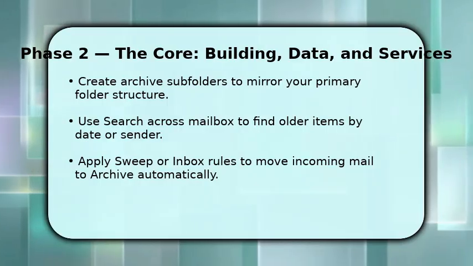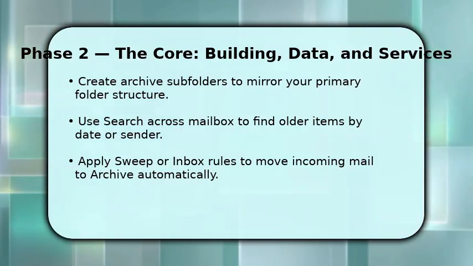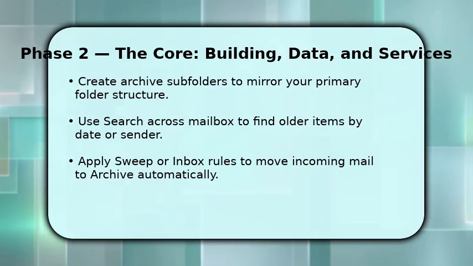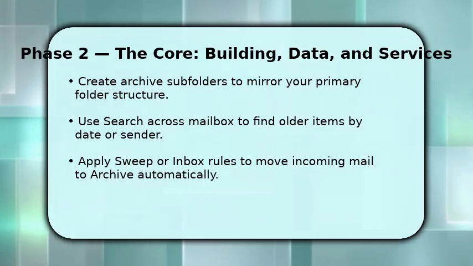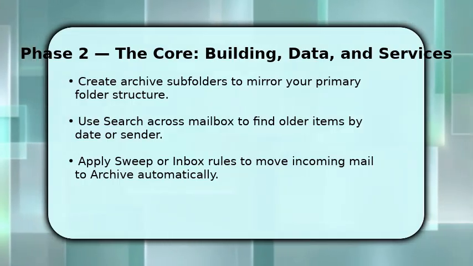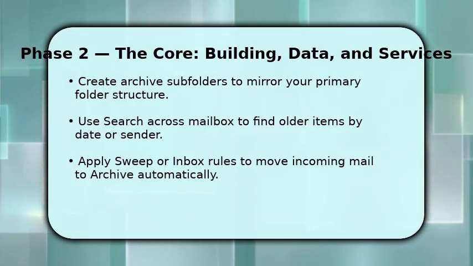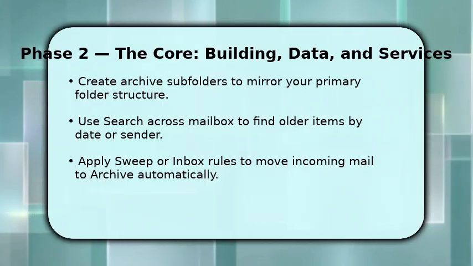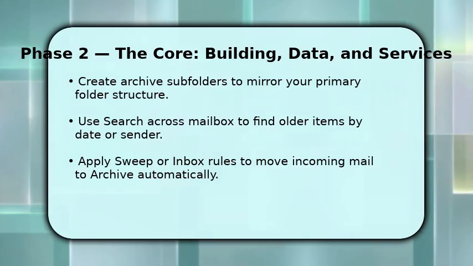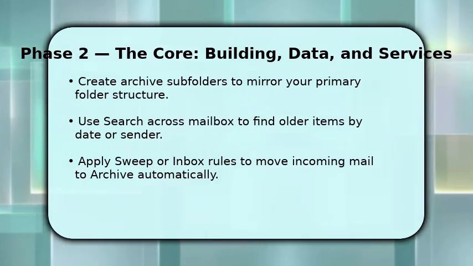Once done, use the global search in Outlook Web, select Scope, All Mailboxes, or Archive, and filter by date, sender, or keyword to identify batches to move. Make sure to use the Move or Copy command for bulk actions, or set sweep rules to auto-archive recurring senders. For continuous control, create inbox rules that route messages older than X days into the archive.